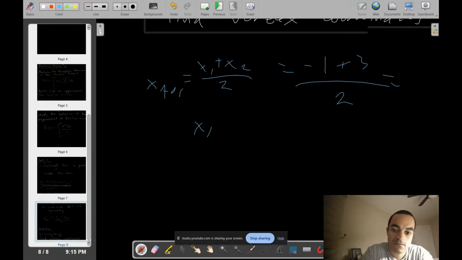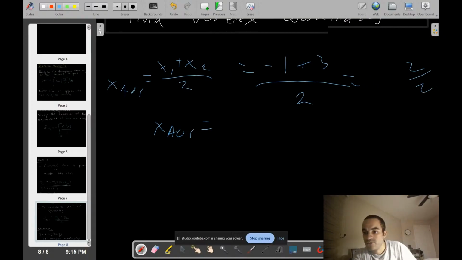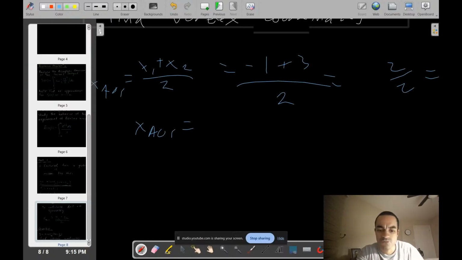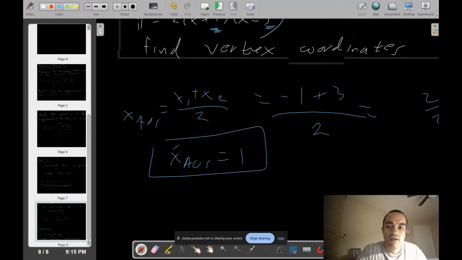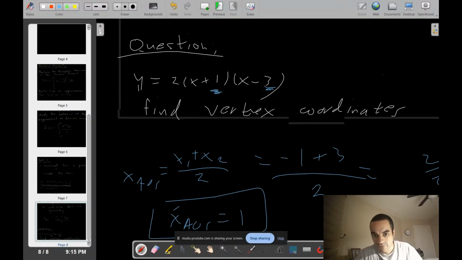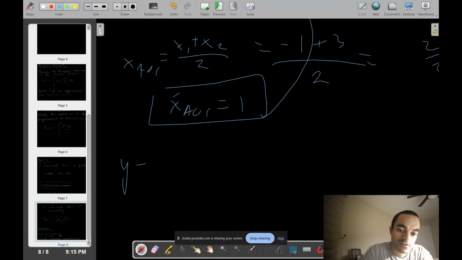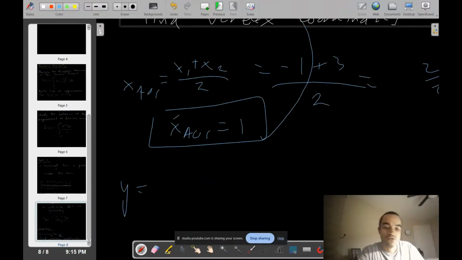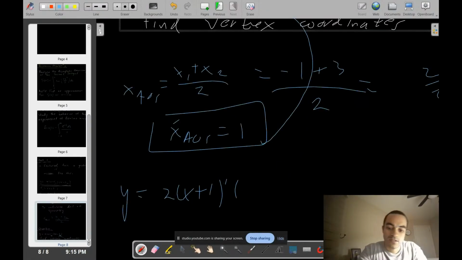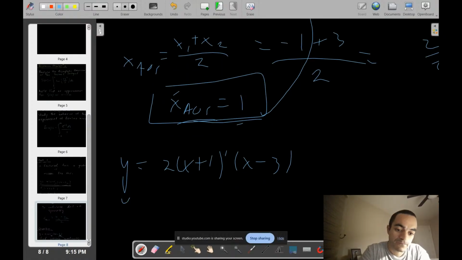So x AOS is going to be equal to positive 1, sorry. Okay. And then to get the y-coordinate of the vertex, substitute the x-axis of symmetry back into the equation. So y is equal to 2 by x plus 1, times x minus 3. Substituting what the x-axis of symmetry is to get the y-coordinate.